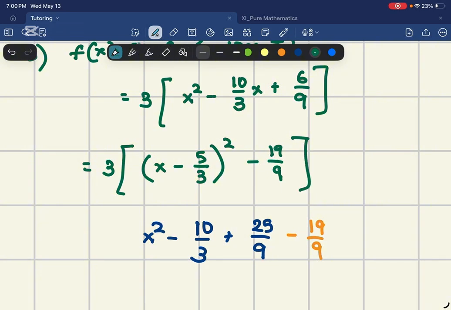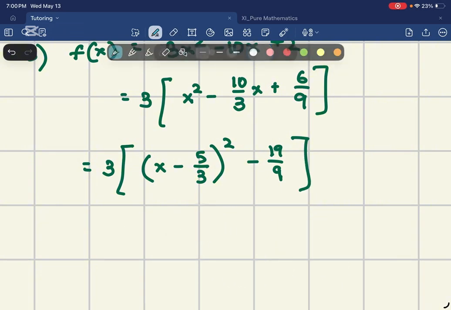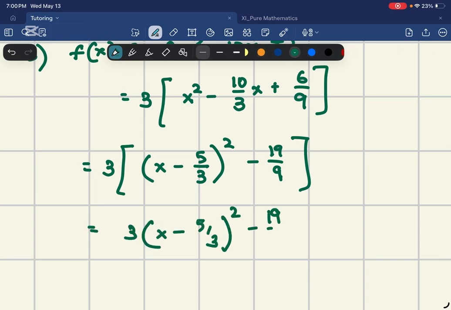All right. And now I can multiply by 3 inside. So I get 3 times x minus 5 over 3 squared minus 19 over 3. So if I multiply by 3 here, because 9 is 3 times 3, right? So when you multiply inside, the 3 is going to cancel out, and I'm left with 19 over 3. And then I also need to multiply 3 here.